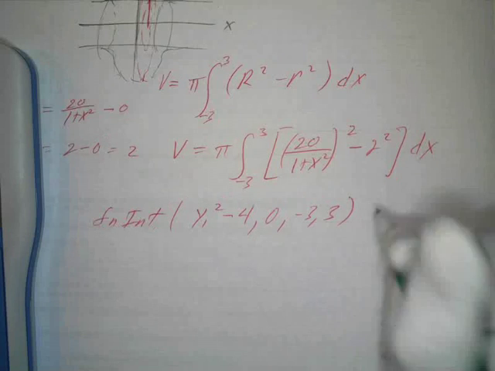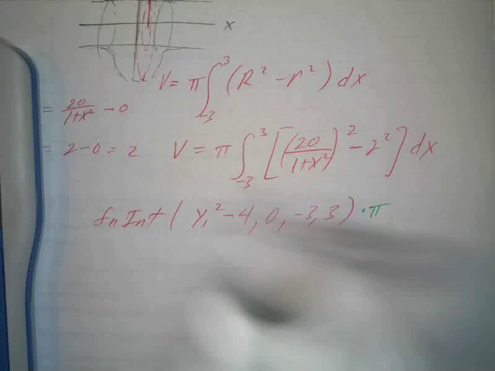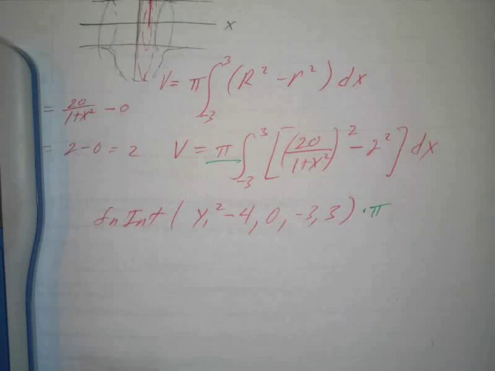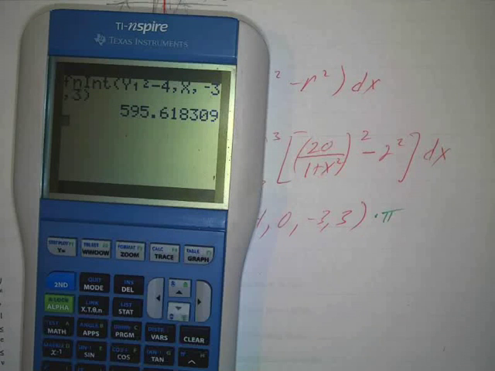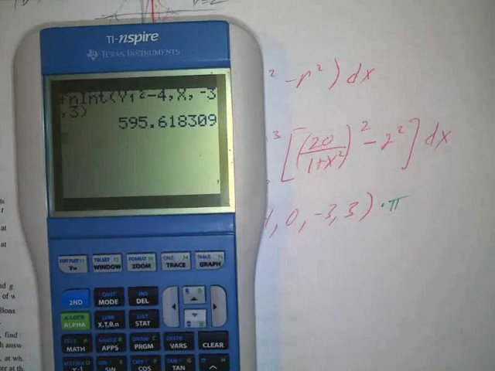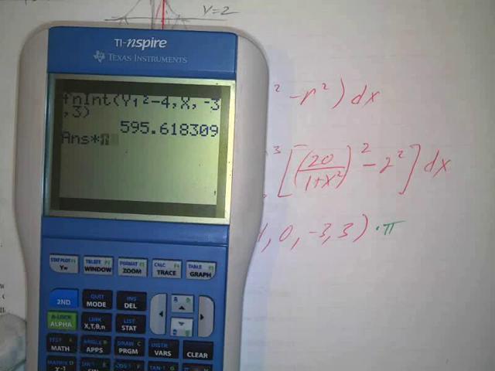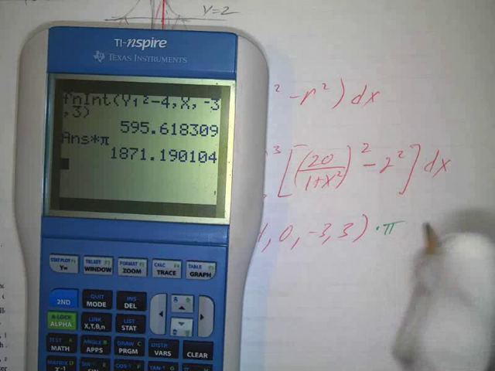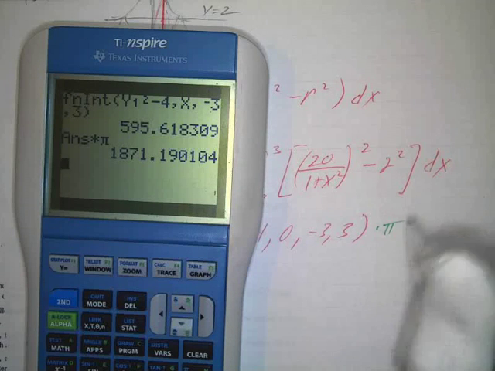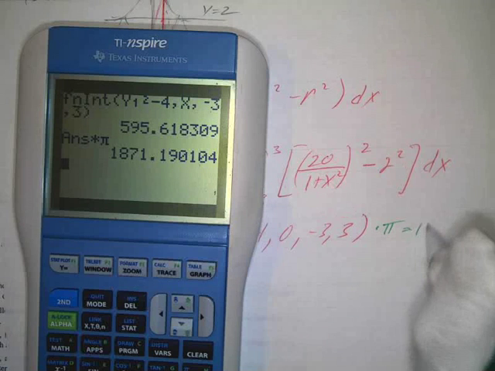5.95, and don't forget we have to multiply it by pi. Don't forget that, times pi. Don't forget this pi out here. Okay, so I'll take that and multiply that times pi, and we get 1871, so there's your answer. 1871.190.